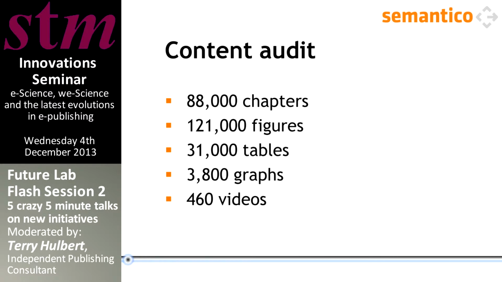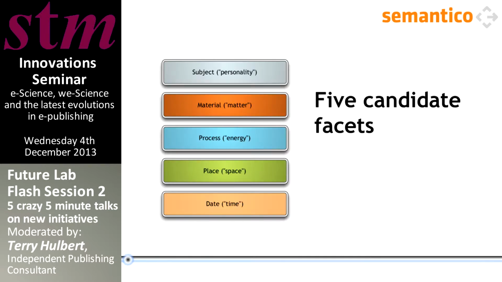We started off by analyzing the content. We had about 88,000 chapters, 121,000 figures, tables, graphs, and videos. There's a lot of rich content in there that was hidden inside this page-turning model. So we wanted to build a classification system, and we wanted it to work well on the web, so it needed to be a faceted classification. We wanted users to be able to drill down through search results without having to go to an advanced search page to do that kind of thing.